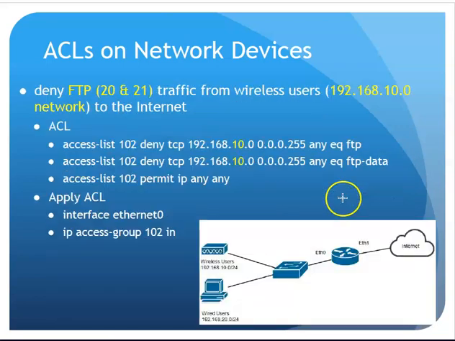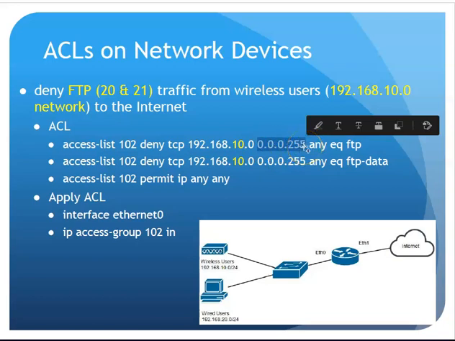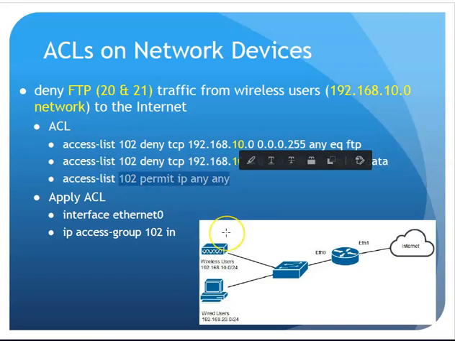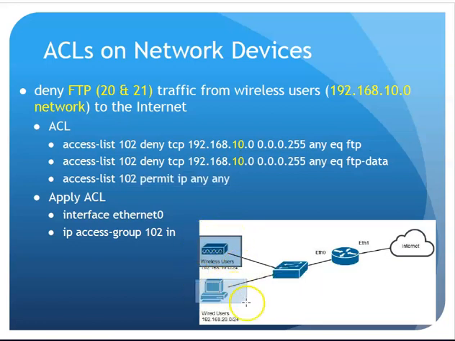So if we take a look at this example, we want to deny FTP traffic from the wireless users, which is the 10 network over here. We're going to say access list 102 deny TCP, and we're going to say the source network, and we're going to plug in the 192.168.10 network. We'll use the inverse mask, the wildcard mask, 0.0.0.255. That's our inverse. Equal to FTP, and then do the same thing for the FTP data. And then permit ip any. That would allow us to filter just this group of users and not affect these users at all.